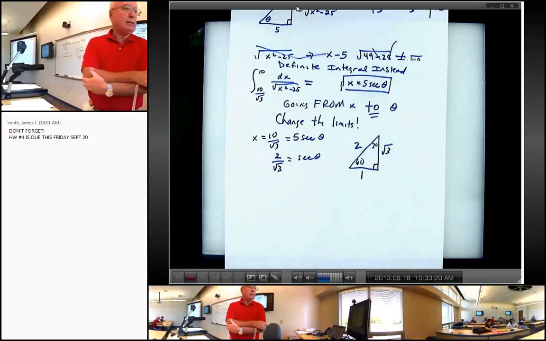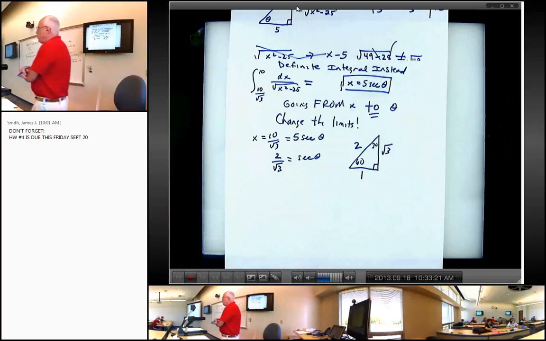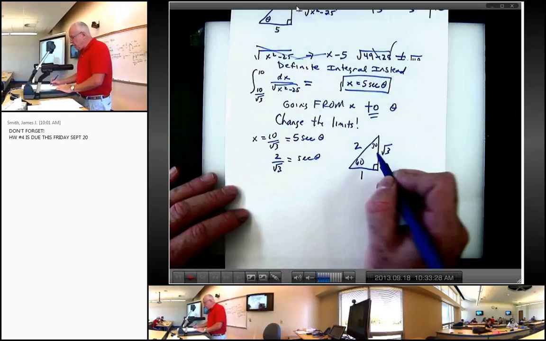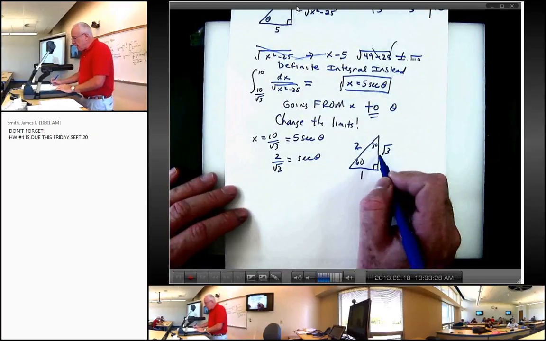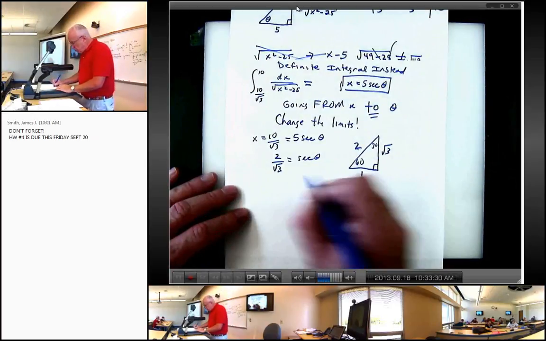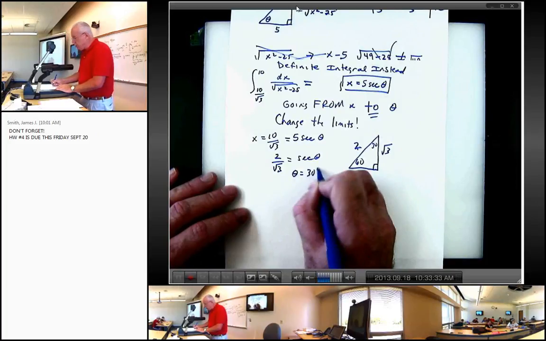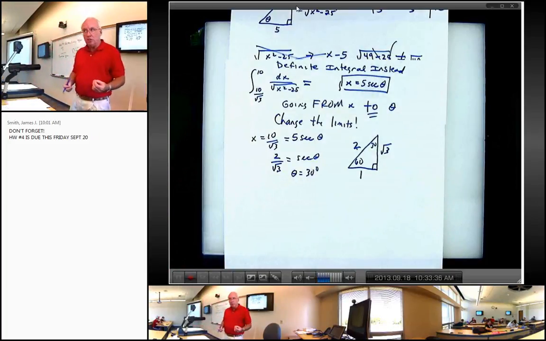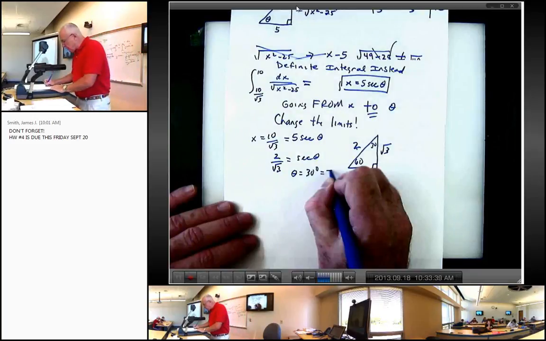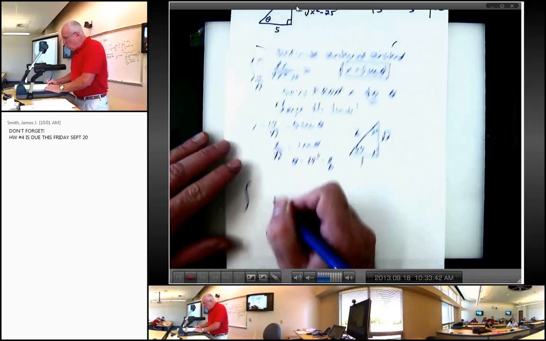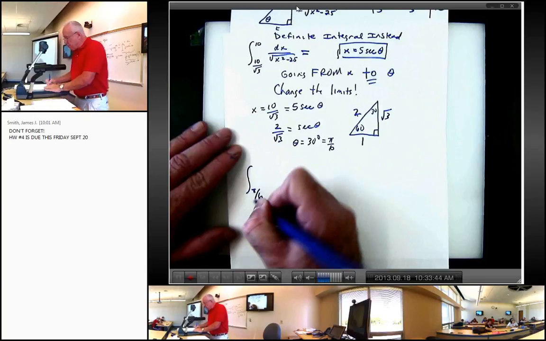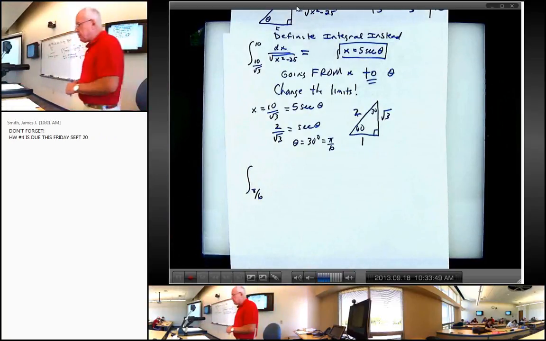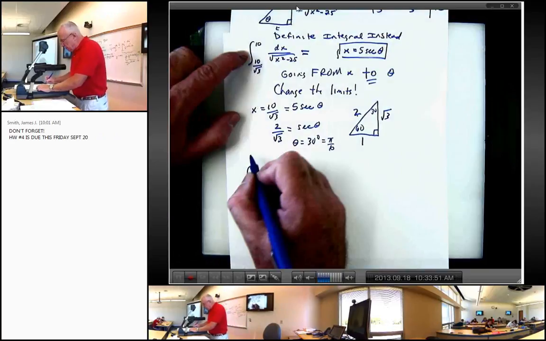Question to you guys. 30 does, yeah. Remember, the secant is the opposite of the cosine, so therefore it's going to be the hypotenuse over the adjacent. So theta here is equal to the 30 degrees, but I don't want to use 30 degrees. I want to use the radian measure, which is pi over 6. So when I change my limits of integration, my lower limit is going to be pi over 6, or 30 degrees. Now let's figure out that upper limit of integration.